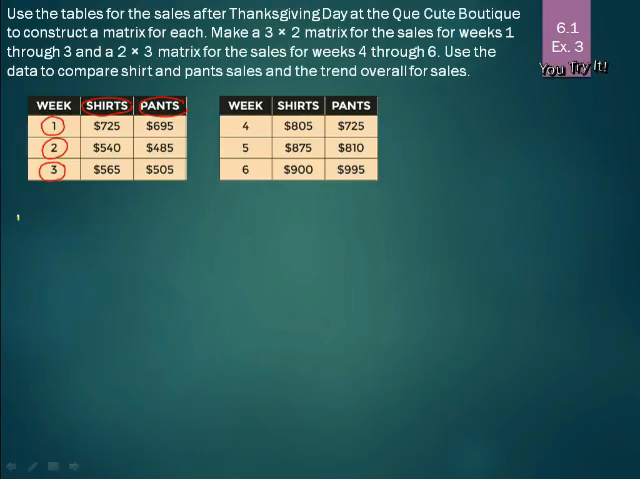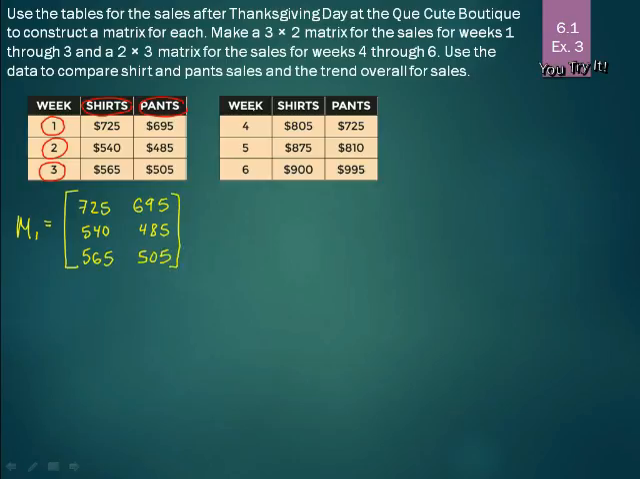And so for our first matrix, we'll just call it M1. Then we would have our first week, the first column would be 725 for our shirts, and then 695 for our pants. Week 2, we had 540 and 485, and then 565 and 505 for our third row.